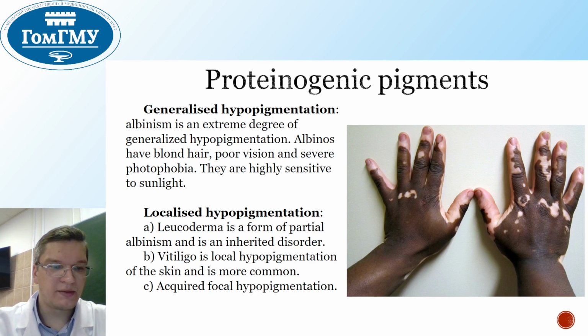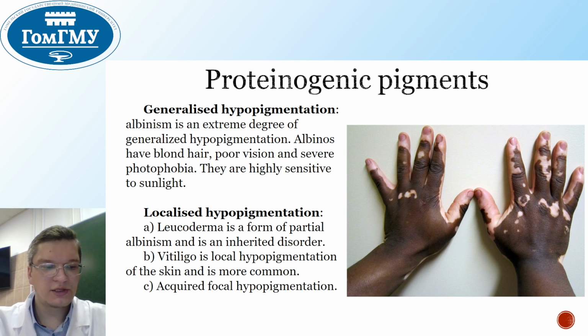Generalized hypopigmentation is an albinism with an extreme degree of generalized hypopigmentation in which tyrosinase activity of the melanocytes is genetically defective and no melanin is formed. Albinos have blonde hair, poor vision, and severe photophobia. They are highly sensitive to sunlight. Chronic sun exposure may lead to precancerous lesions and squamous and basal cell cancers in the skin in such individuals.